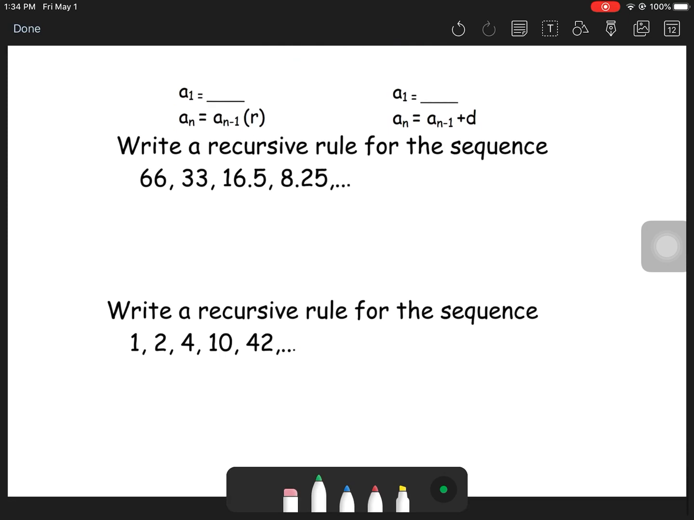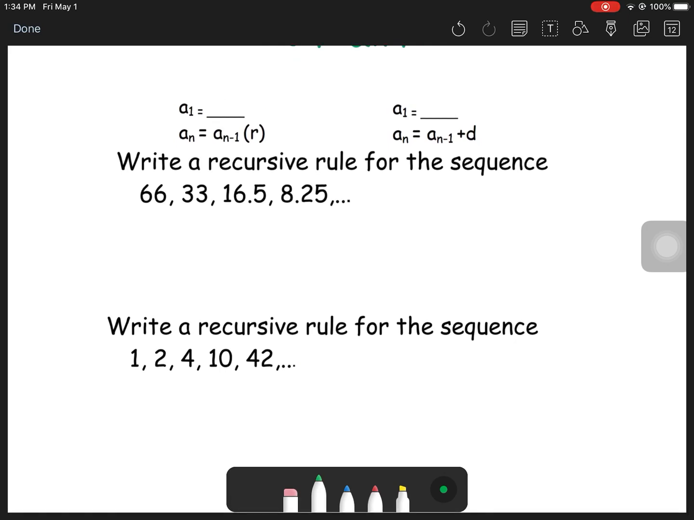So now our decision is going to become, can we identify if it's the recursive rule for arithmetic or for geometric? So let's take this one first. 66 to 33, 33 to 16.5, 16.5 to 8.25. Well, we're not subtracting, so it looks like we are dividing by 2, which means our rate will be 1/2. So to write the rule, this one is our geometric, and this one is our arithmetic, and I know that because the geometric has a rate, we're multiplying. Arithmetic, we are adding, and it has a difference.